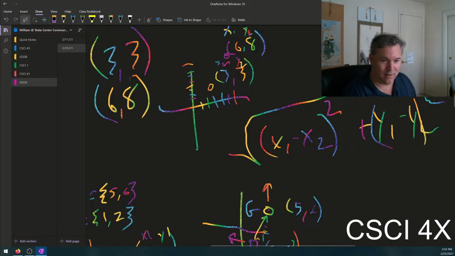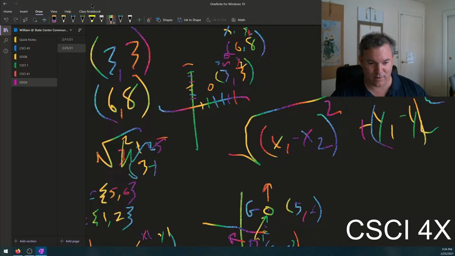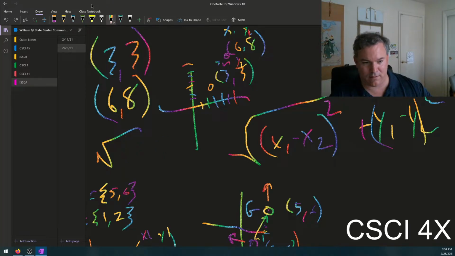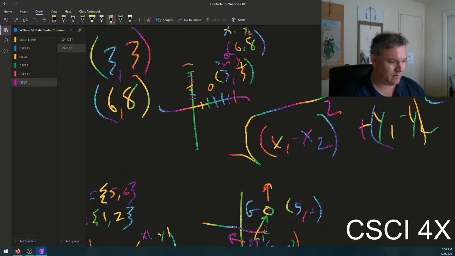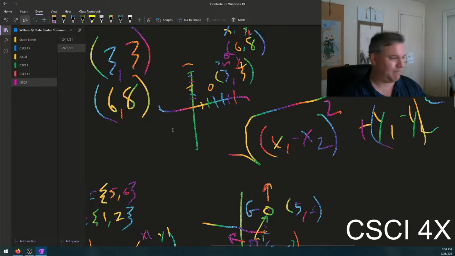Okay, so to compute the distance between these two, the distance is going to be the square root of 6 minus 3, which is 3, squared is 9, and 8 minus 3 is 5, squared is 25. 9 plus 25 is 34, so the answer is the square root of 34, which, according to the calculator, is 5.83. Okay, so that is how you compute distances between things.